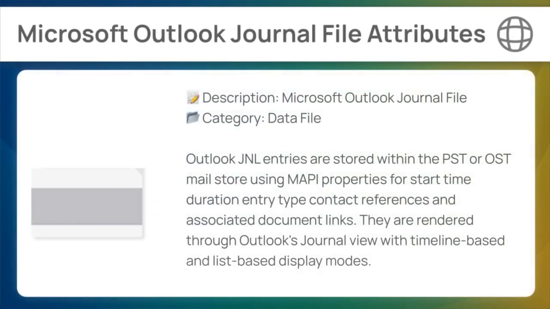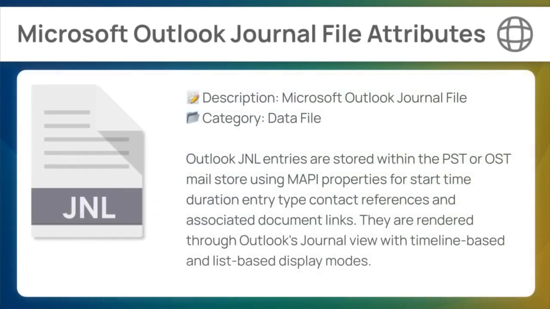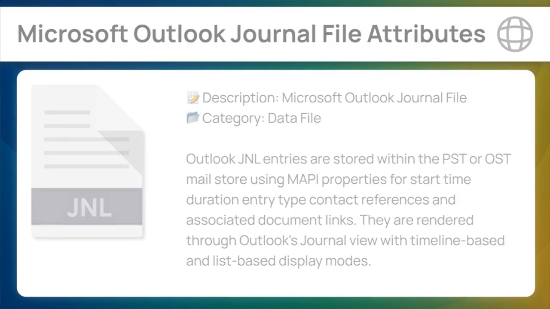Outlook JNL entries are stored within the PST or OST mail store using MAPI properties for start time, duration, entry type, contact references, and associated document links. They are rendered through Outlook's journal view with timeline-based and list-based display modes.